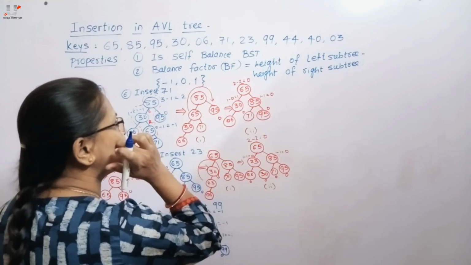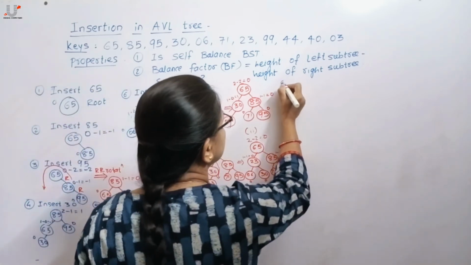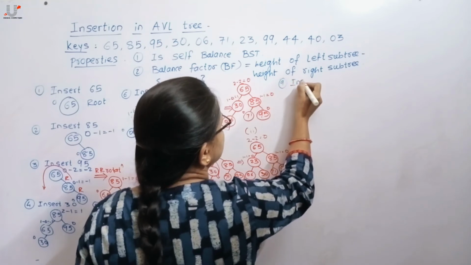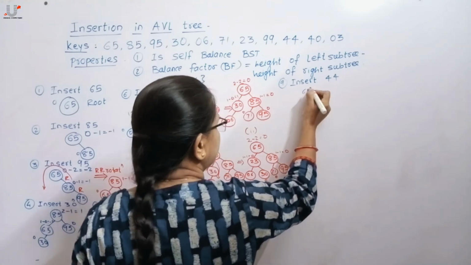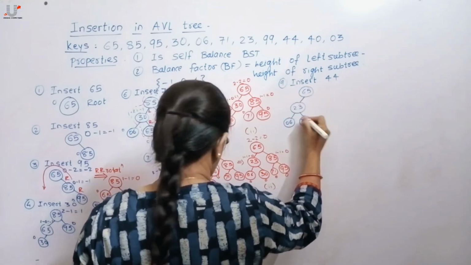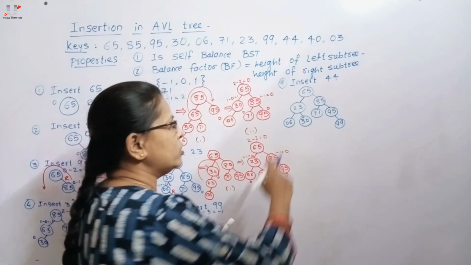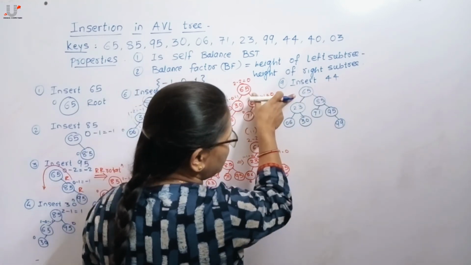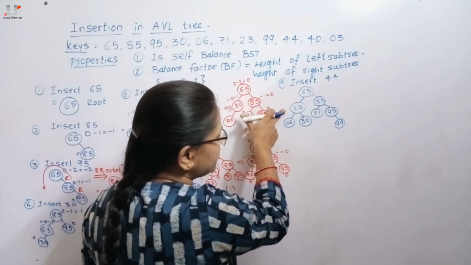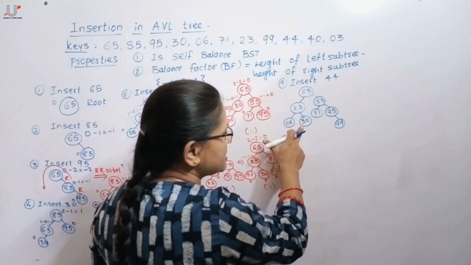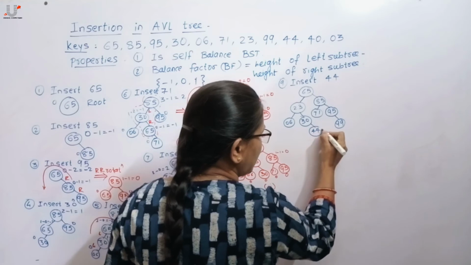Next, now we have to insert 44. Compare 44 with 65. It is smaller than 65, so move to the left subtree. It is greater than 23, so move to the right subtree. It is greater than 30, so 44 gets added to the right of 30.